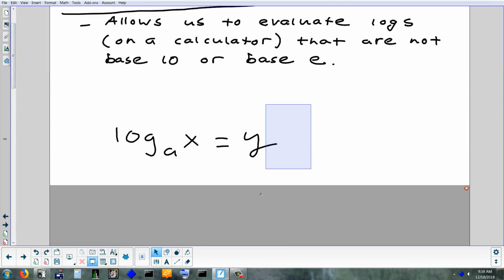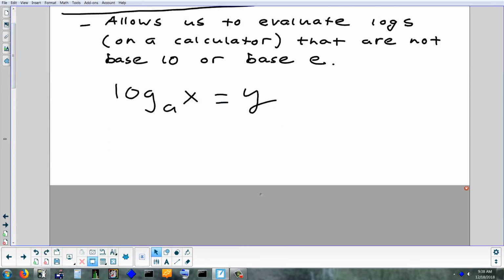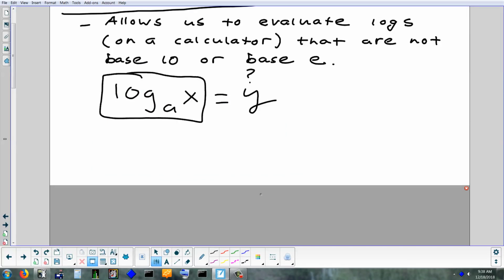Okay. All right, so let's start with that equation. I want to figure out what y is. That's the goal. How do we figure out y? Well, the problem is if a is not equal to 10 and it's not equal to e, you don't have a button for it. So what I need is a different formula. I need another way to figure out y using the buttons I already have on the calculator.